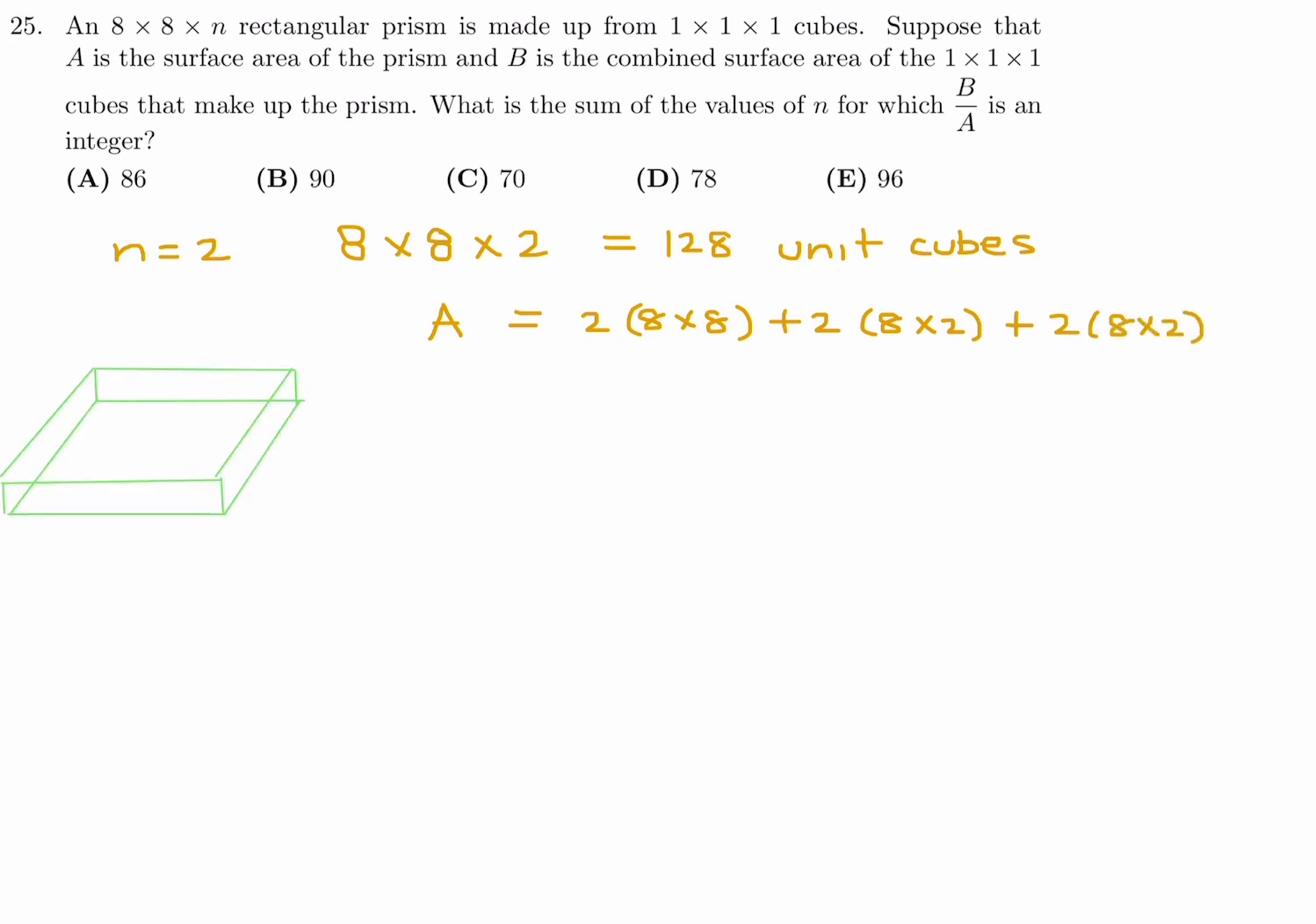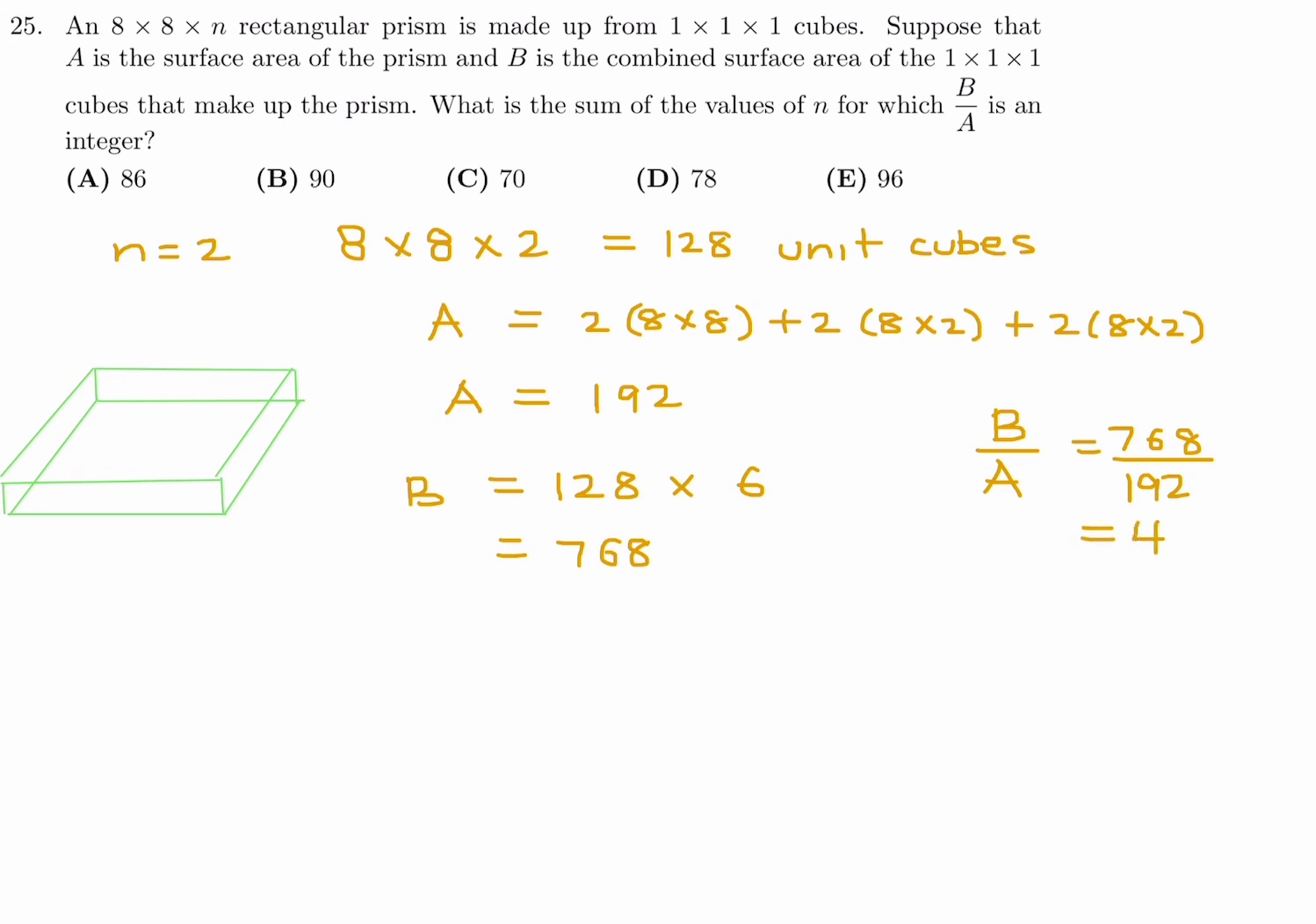I just drew what that prism could look like. Okay, so let's figure this out now. In terms of numbers, A is 192. Now let's figure out B, which they are calling the combined surface area of the unit cubes. There are 128 of them, and each has a surface area of 6, since it's a unit cube with each side being 1 by 1. So 128 times 6 is 768. What is B over A in this case? B over A would be 768 over 192, and that is 4. Is that an integer? Yes. So that is how we approach this question.